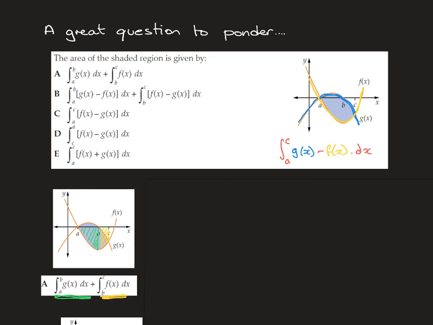I've done A for you. So A says the integral from A to B of g of x. So A to B of g of x gives you that green area there. And already you can see we're missing a little bit here. Then it says plus the integral from B to C of f of x, which is going to give us that yellow area there. And that's not right either. So there you go, have a go at the others. Press pause, and when you think you've got an answer, come back and see what I've got to say.